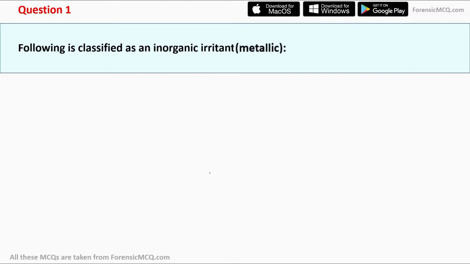Now, let's move to question number 1, which is the main part of the video. Question number 1 states: which of the following is classified as inorganic irritants? First, let's talk about what irritants are. Irritants are a group of poisons that cause inflammation, specifically in the GIT, the gastrointestinal tract. Any poison or substance that causes GIT inflammation is termed an irritant.